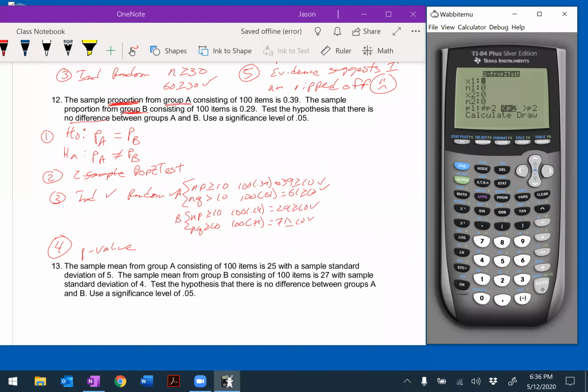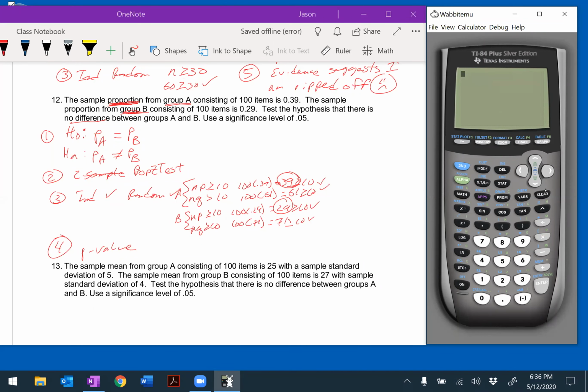Okay, so what's x1? X1 is going to be the 39, the number of successes. So that's 39 out of 100 in the first group, 29 out of 100 in the second group. And this is going to be a not equals. And so I'm just going to hit calculate.